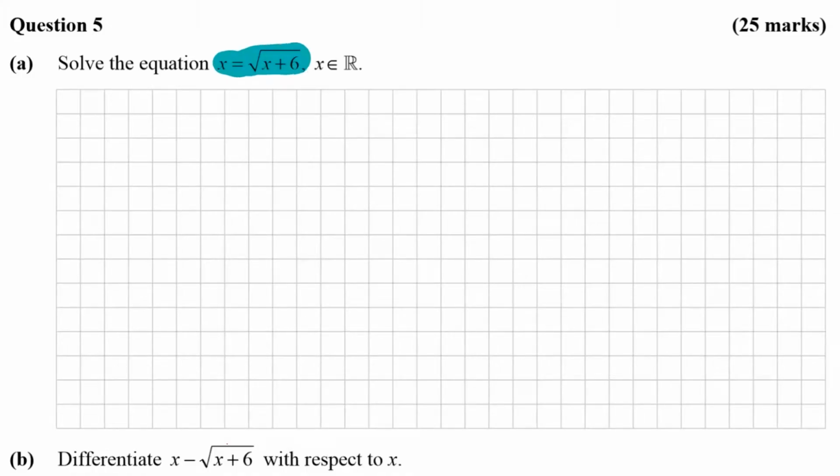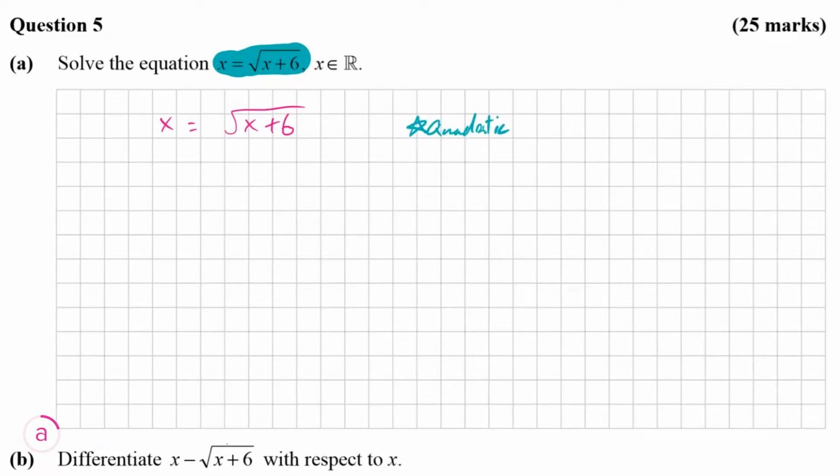Okay, so here's our question. For part A, we've got to solve the equation x is equal to root x plus 6, where x is a real number. Whenever you're given an equation of x and you're dealing with a square root where x is inside the square root, the first thing you should be thinking is that you're looking for a quadratic. You want to get it in quadratic form so that it becomes possible to solve.